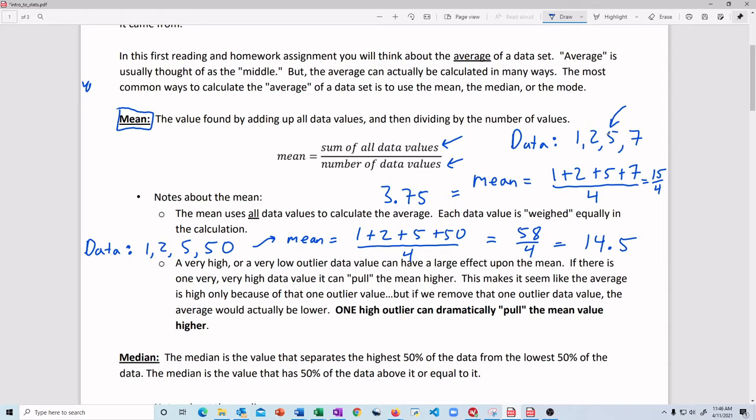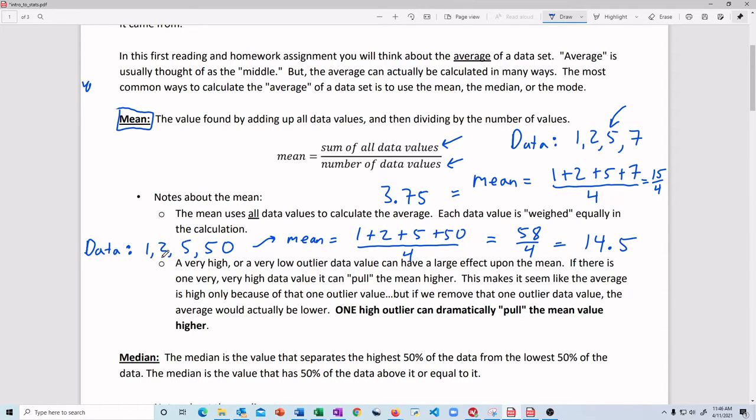Okay. So here's the problem. The mean is supposed to try to help you figure out where the middle is of the data. But 14.5 is much bigger than these three values. So it doesn't really do a very good job taking these points into account when it's trying to find the middle. It's much bigger than 3 out of the 4 data points.